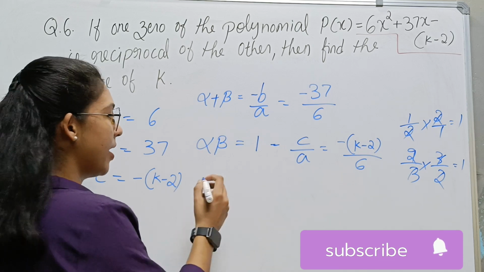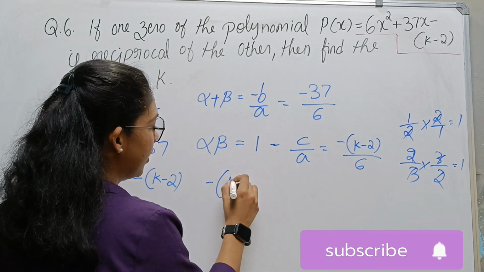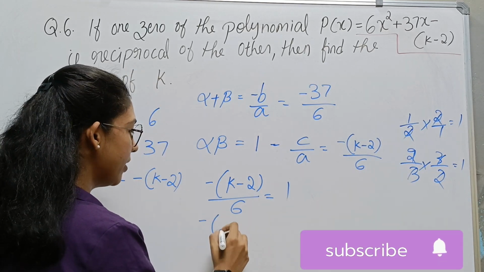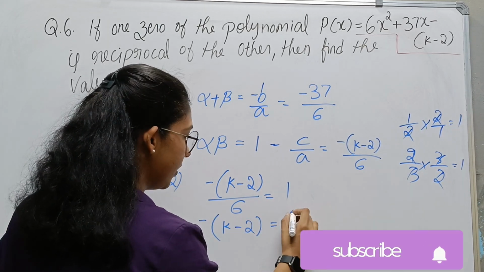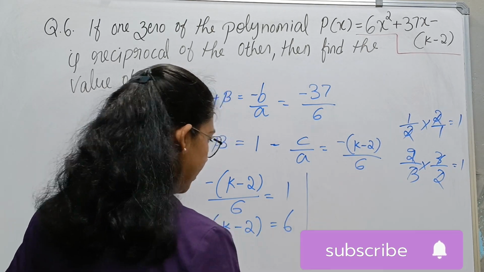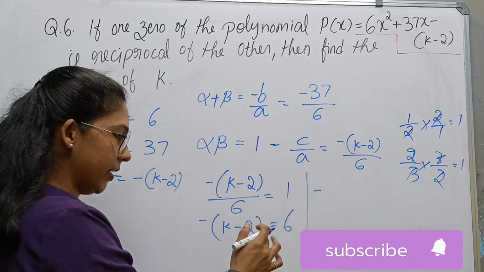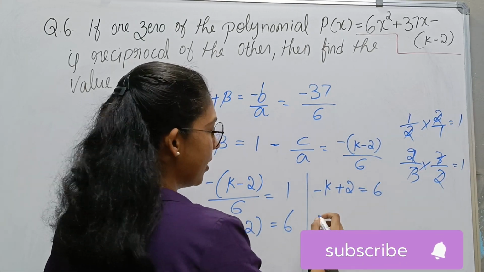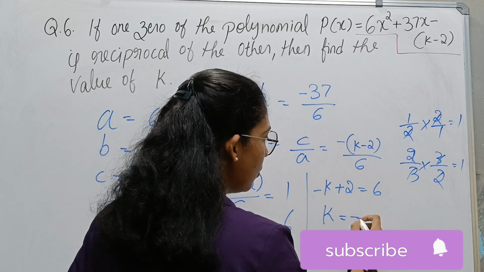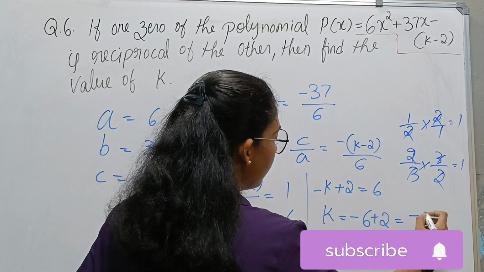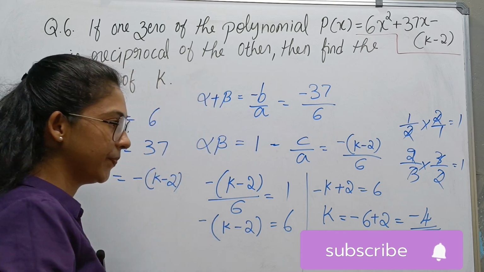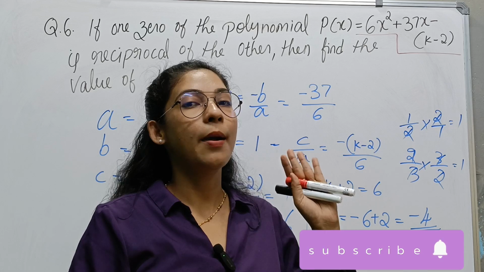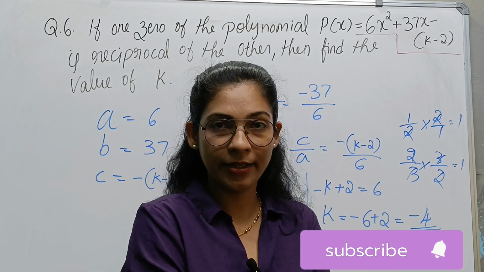Now equating the equation, which is equal to 1, that is minus of k minus 2 is equal to 6. Here minus of k minus 2 is minus k plus 2, which is equal to 6. Then what is k? k is equal to minus 6 plus 2, which is equal to minus 4. So the value of k in this polynomial is minus 4. I think it's clear for you.